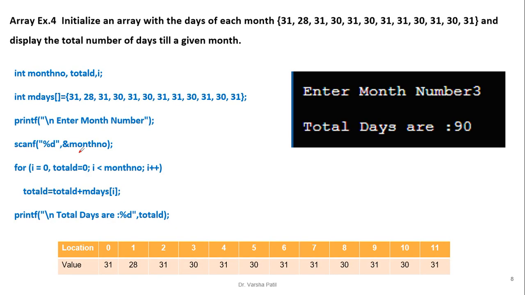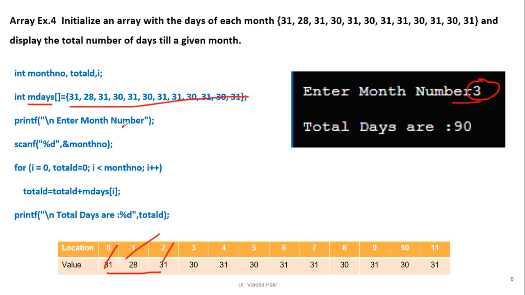Now the next program is: initialize an array with the days of each month and display the total number of days till a given month. For example, if we accept the month number 3, that is nothing but March, so we require to make the addition up to 3 months: 31, 28, 31. So in the array, when 3 is entered, we require to take from 0, 1, 2, because this is January, February, March. So here the array mdays is declared, with empty brackets.